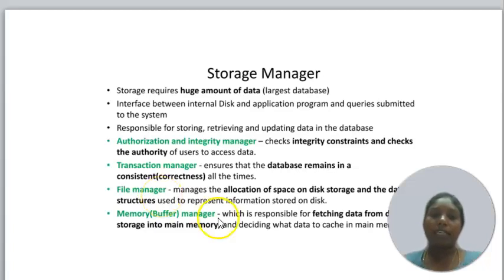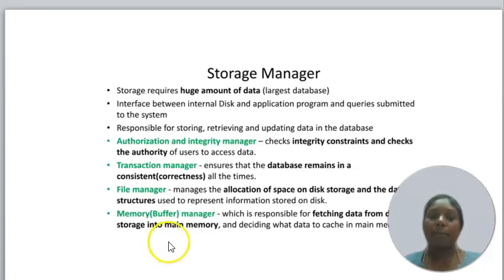The file manager manages allocation of space on the disk storage and the data structures used to represent the information stored on the disk. For example, if you are storing a large amount of data, it is not dumped in one place; it is arranged in some order using data structure techniques like linked list, array, stack and queue, whatever it is. Then techniques like trees are used to allocate a particular place to store. If you want to retrieve particular data in order, particular techniques are used to retrieve the data.